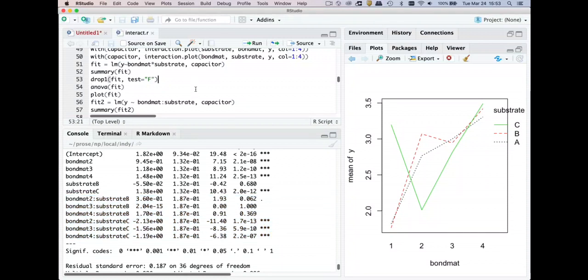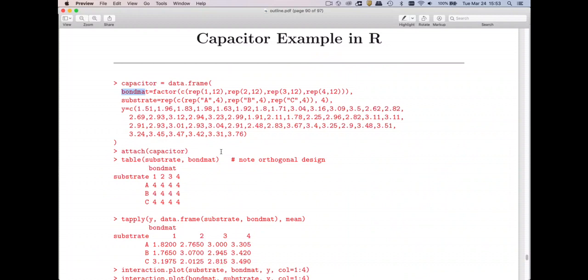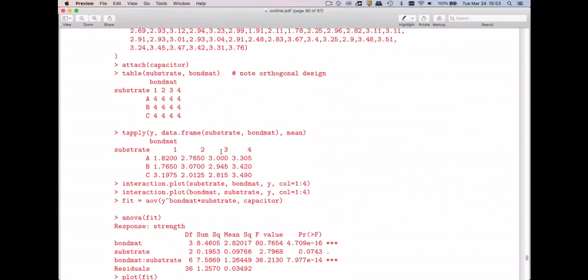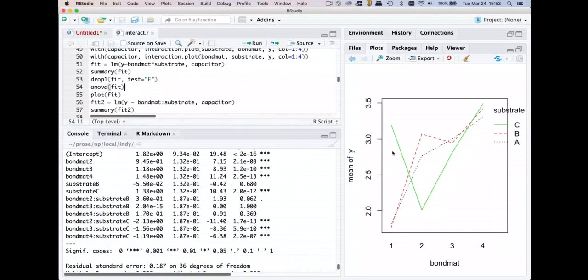All right, and so that's about all we need right now. There are ways to do specific tests. So you might have some additional questions. Is bonding material 4 significantly different than bonding material 3? There are ways to do tests on that. I'm not going to cover them in this class. If you took a course in design of experiments, you would learn how to do those contrast tests, but I'm not going to do that here. All right. So we conclude there is an interaction, and we'll just use the interaction plot to guide our interpretation for now.